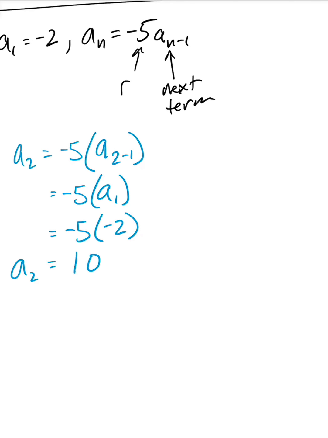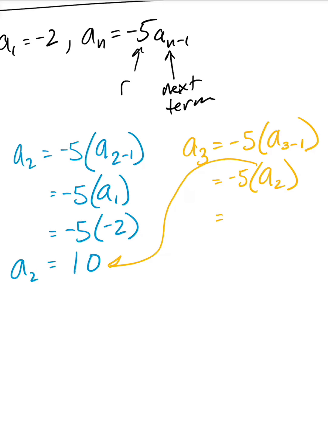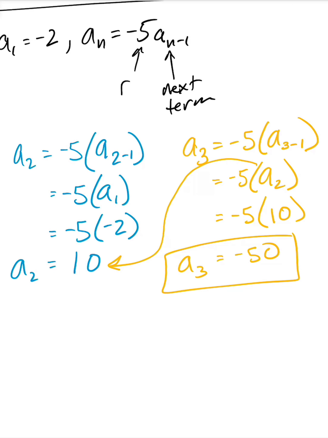Now, what if I want to find my third term? Let me do that in a different color. Let's say I want to find my third term. So the equation is my r times my a, my third term, minus 1. So that's going to be -5 times my a_2. And I know that value, a_2 is this value. So it's -5 times 10, which gives me -50. And that's what a_3 equals.